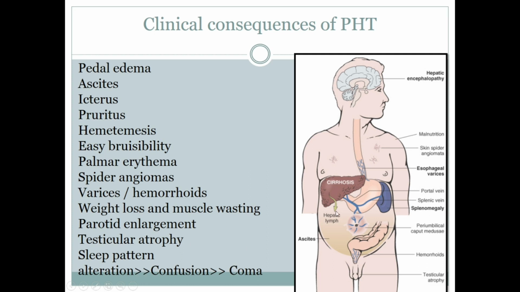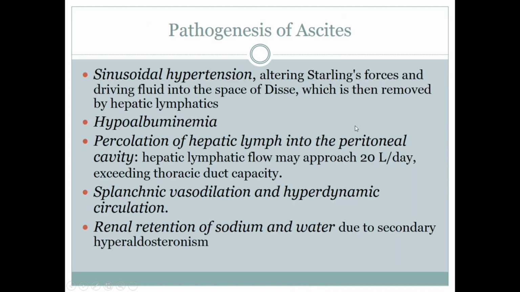Okay, so this picture is also from Robbins. You can go through it. So the pathogenesis of ascites, it's good to read. Sinusoidal hypertension. We may ask you the pathogenesis of ascites in cirrhosis. Okay, so remember these points.